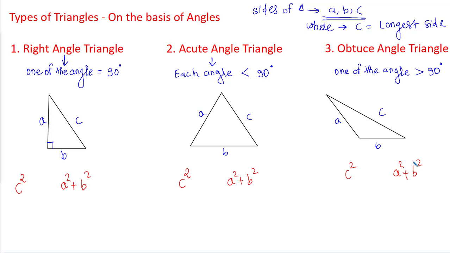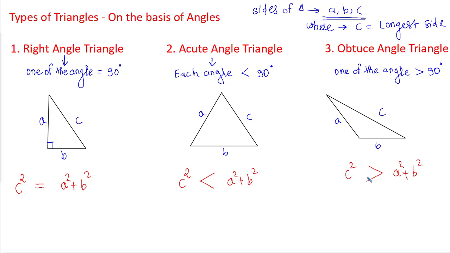Okay everyone, so now you need to compare both sides. If both sides are equal to each other, then that triangle falls under which category? That triangle falls under right angle category. Okay everyone, if C square is less than A square plus B square, then that triangle falls under acute angle category. And if C square is greater than A square plus B square, then that particular triangle falls under obtuse angle triangle category.